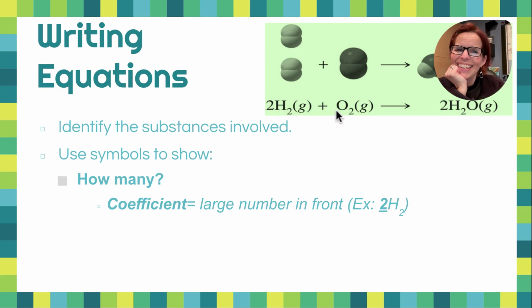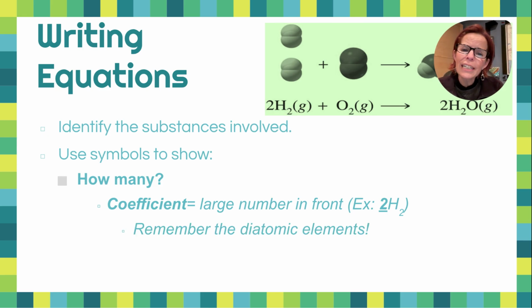There's nothing in front of the O2. That's an implied 1. You've seen that before in chemistry. We often don't write the number 1 or say the word 1, like mono. We don't say it very often. And then there's a coefficient 2 in front of the water, the H2O. So that's the coefficient. You need to know coefficients. That's what we're going to use to be balancing our equations, is using those coefficients.